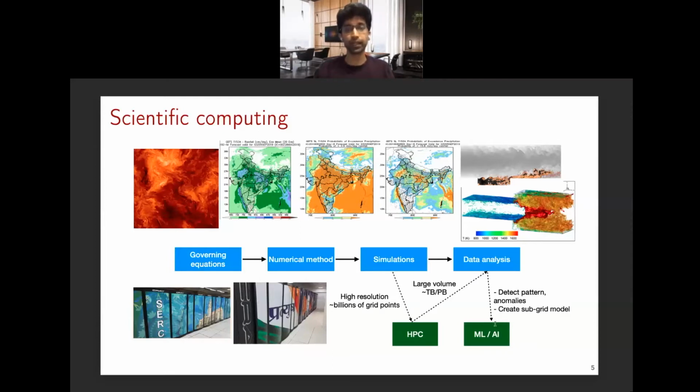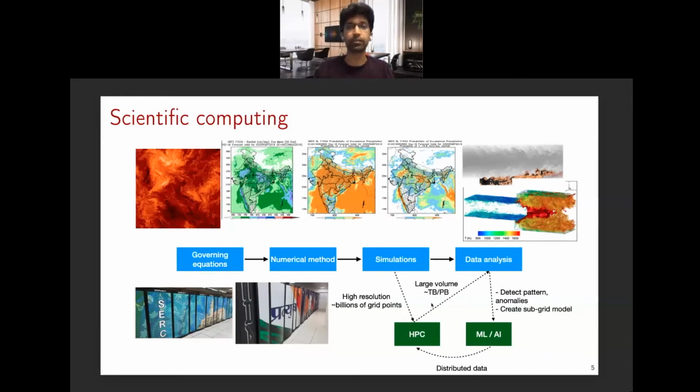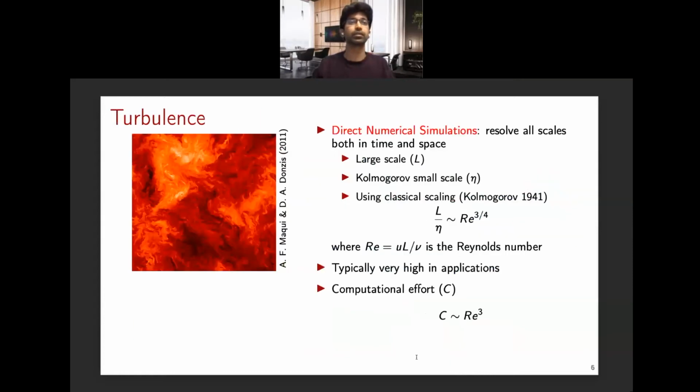Where does this data reside? You cannot have all the terabytes or petabytes of data on a single machine, right? So the data will now be on a cluster or a supercomputer in a distributed fashion. That means the machine learning and AI should again interact with HPC to perform distributed data analysis. So this is a typical workflow that we would expect as we move towards the next generation supercomputer.